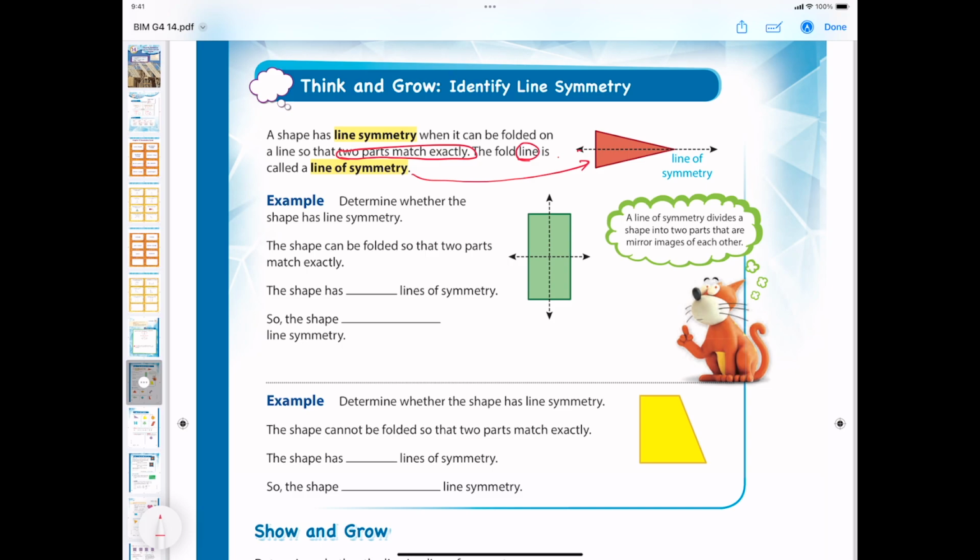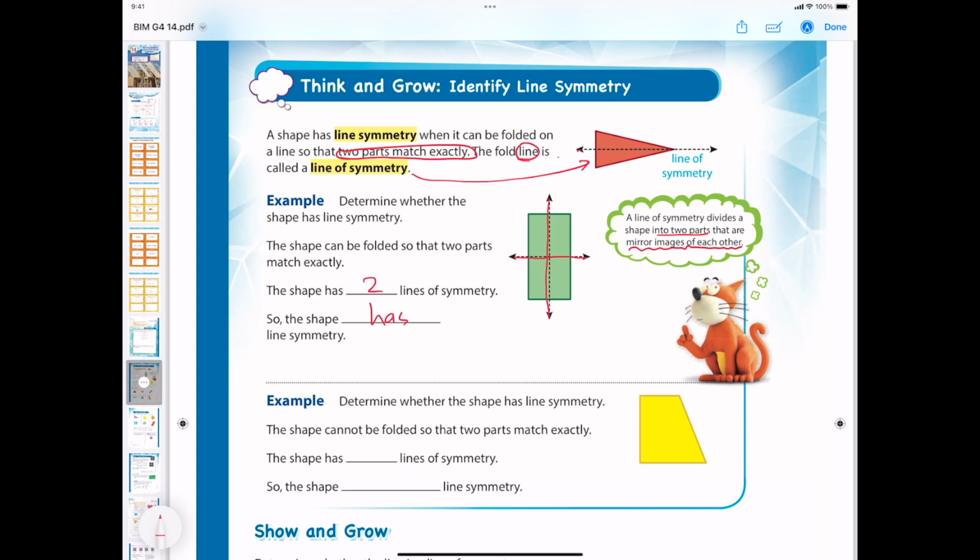All right, let's take a look. Example, determine whether the shape has line symmetry. The shape can be folded so that two parts match exactly. So how many lines of symmetry do you see in here? How many lines of symmetry? You see that? 2 lines of symmetry. So the shape has or has not? Yes, it has line symmetry. And Descartes is thinking a line of symmetry divides a shape into two parts that are mirror images of each other, right?